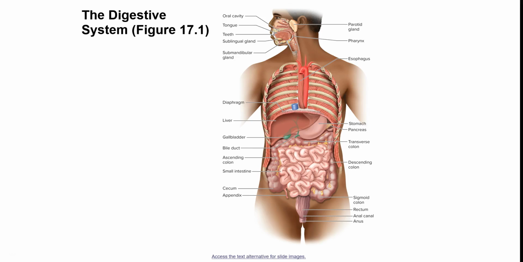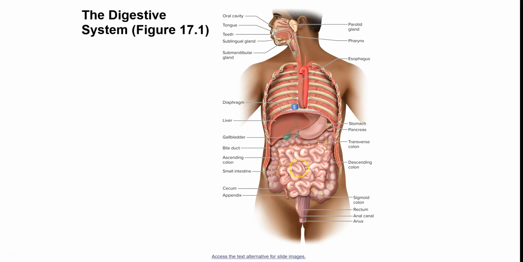After absorption, the next stage is compaction. This is where we will absorb water from that waste material that's left over, and we will consolidate that indigestible waste into a form called feces. And then the last step of the digestive system function, rather, is defecation. So this is where we remove or eliminate that feces, that waste material that's left over at the end of this process. So now let's look at the general anatomy of the digestive system.